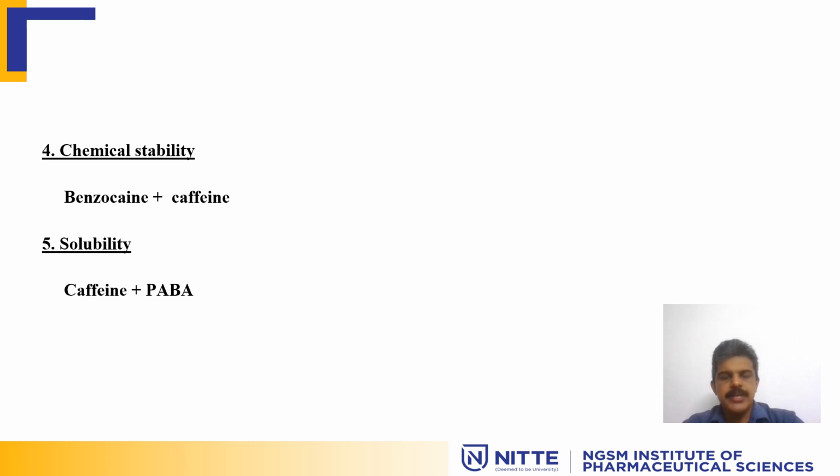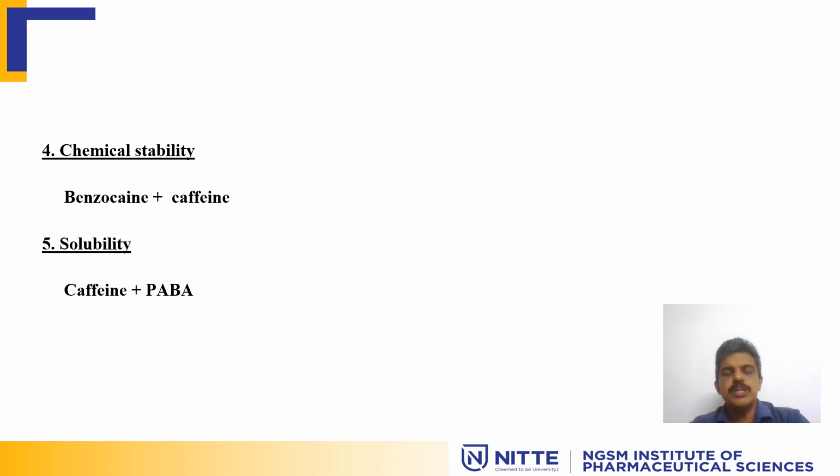Next one, the chemical stability. The chemical stability of benzocaine can be significantly enhanced by forming complexes with caffeine. So here caffeine acts as a complexing agent. The rate of hydrolysis of benzocaine can be prevented by forming complexes with caffeine, so that the chemical stability of benzocaine can be significantly enhanced.